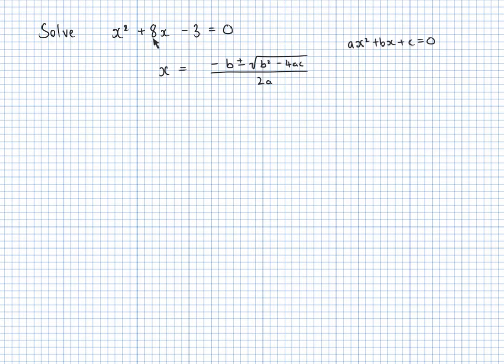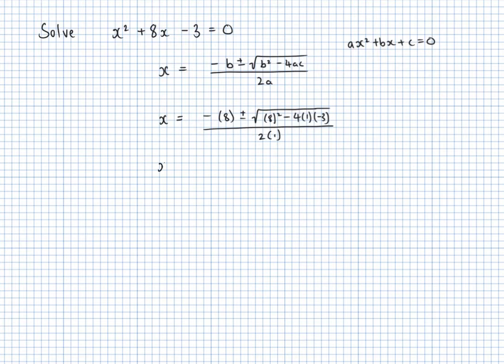So here I've got b as 8, my c is negative 3, and my a is 1. So I'm just going to do that substitution. I'm going to have x is equal to negative, and everywhere I'm substituting I'm just going to put a bracket, so negative 8 plus minus square root of 8 squared take away 4 times 1 times negative 3, and all of that divided by 2 times 1. So that's my substitution. If I had a calculator, I can just put it all in my calculator and get a value, but if I'm simplifying it, I can do that.